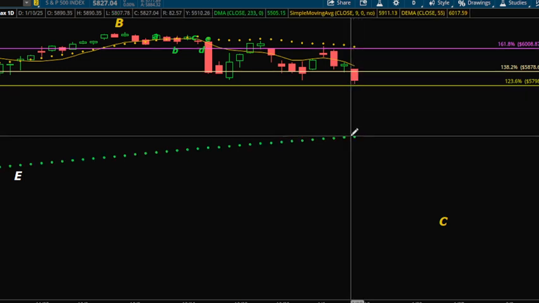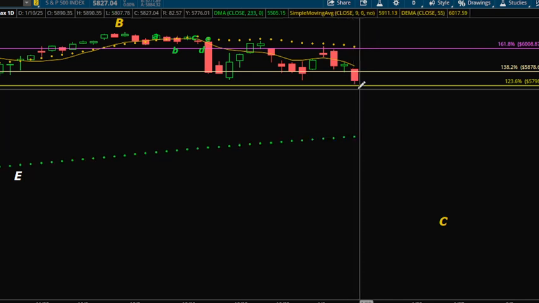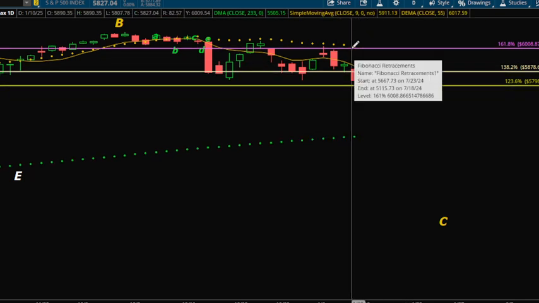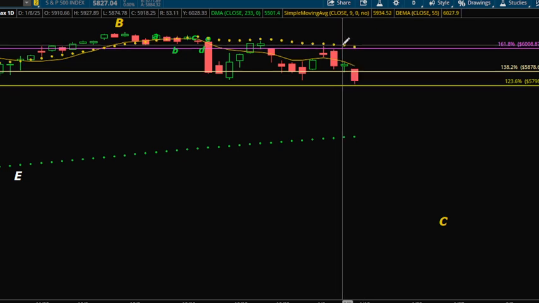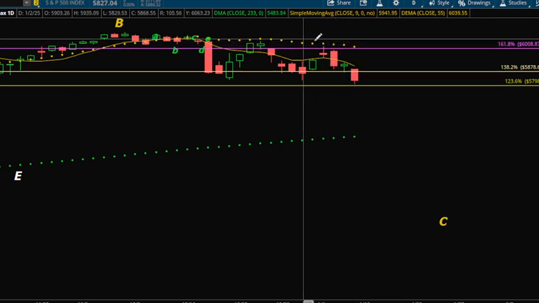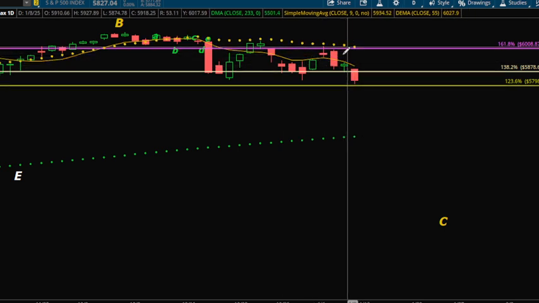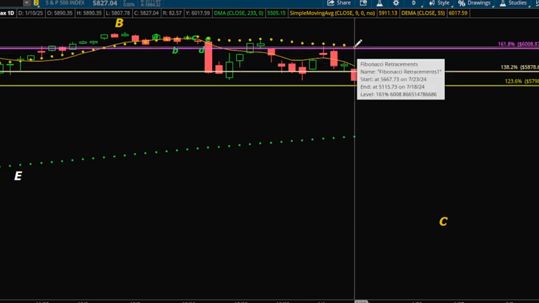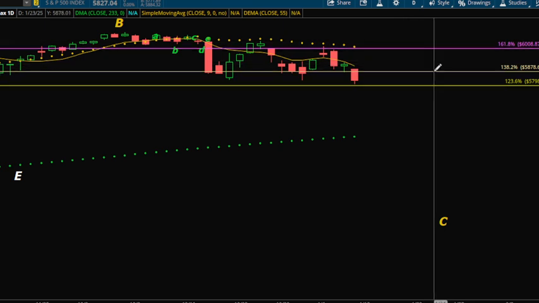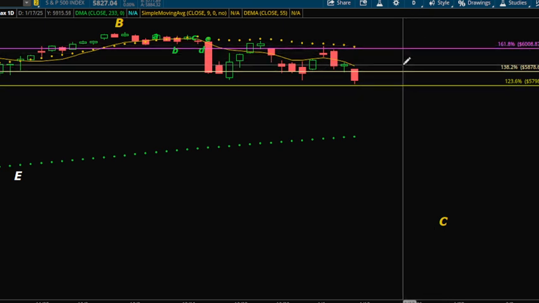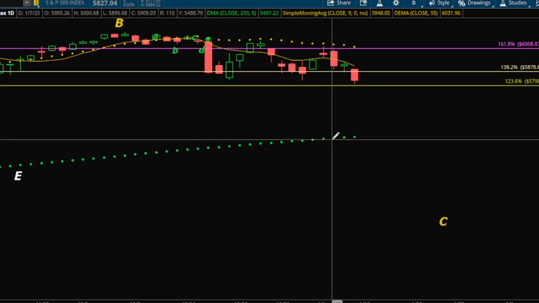But let's just state the obvious here right now. We are above the 233, so we're still overall bullish. Quite a distance from the 55, this dotted yellow moving average. And we've opened up a gap between the 9-day and the 55. Ignore these lines right now. I'll come back to them. I don't want to erase them because they're significant in a second, and I don't want to forget to put them back up. But we're just focusing on the moving averages.